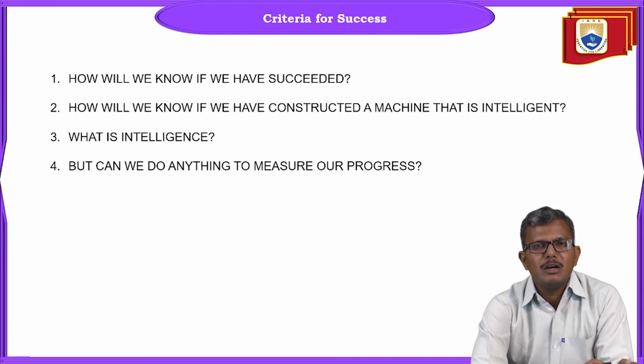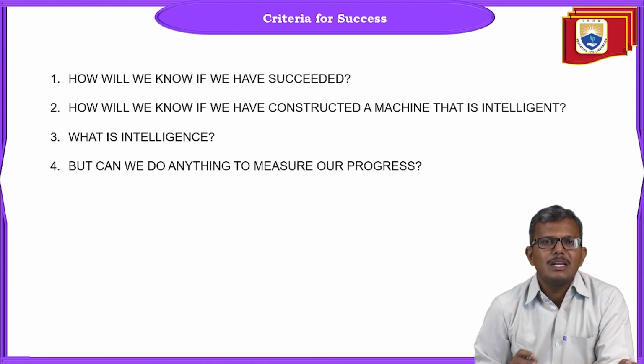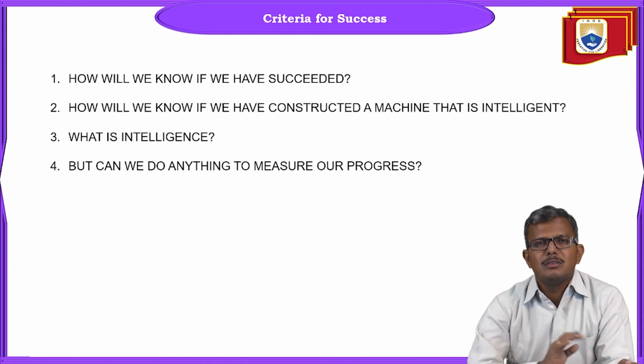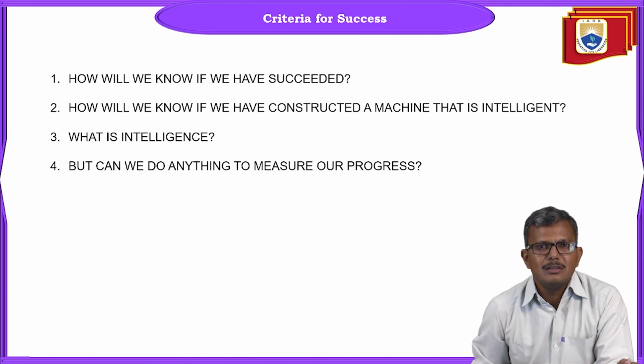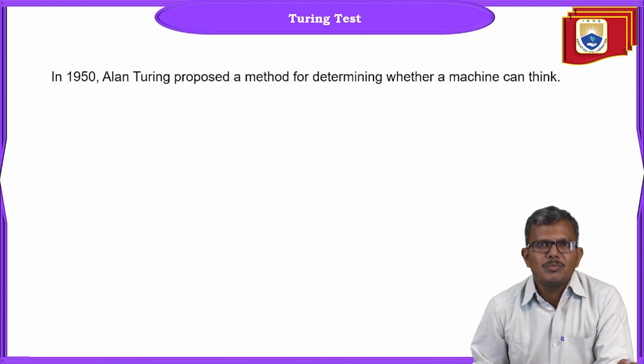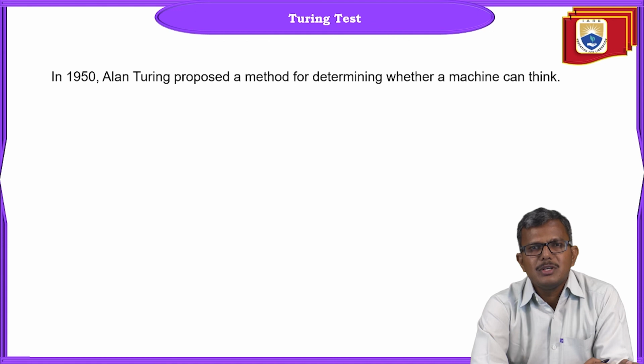Just a few minutes back we have discussed this. When can we guarantee that we have developed a very efficient artificial intelligence program? Until and unless you have certain criteria to test it, you cannot say that you have succeeded in that particular aspect. So how do we need to test it? How to test the efficiency of the program developed by us? So in 1950, there was a person called Alan Turing. This person has given a very good method to test an artificial intelligence program. So what is this test?